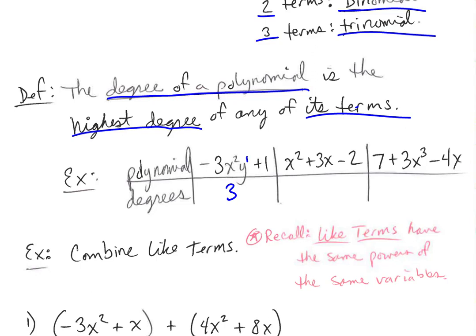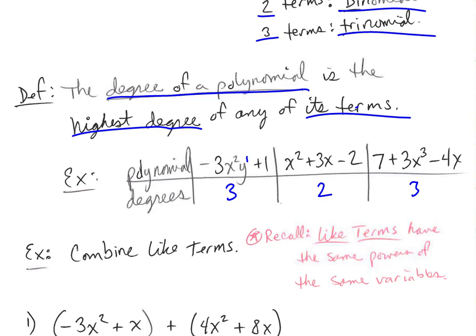Our next example is listed as x squared plus 3x minus 2. That's a three-term polynomial. Of course, the degrees of those terms in order would be 2, 1, and 0, the highest of which is 2, so that would be the degree of the whole polynomial. And lastly, our example is 7 plus 3x cubed minus 4x. And in like fashion, we just compare the degrees of each of those terms. The highest would be 3 in the middle term.